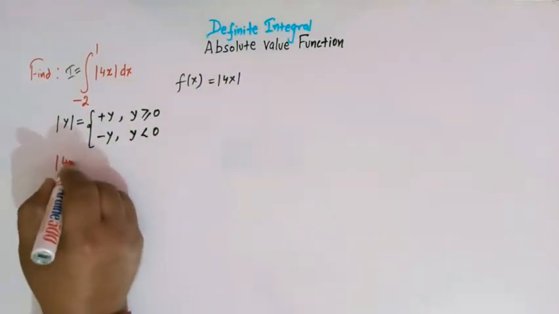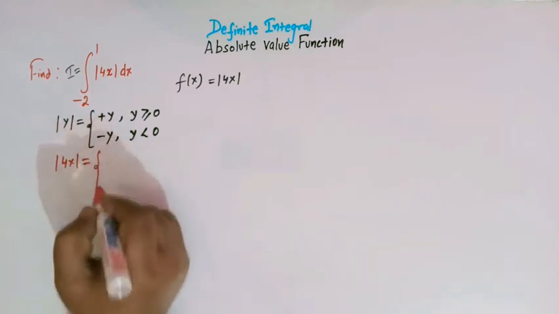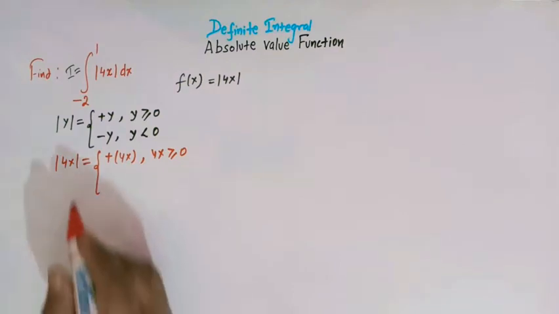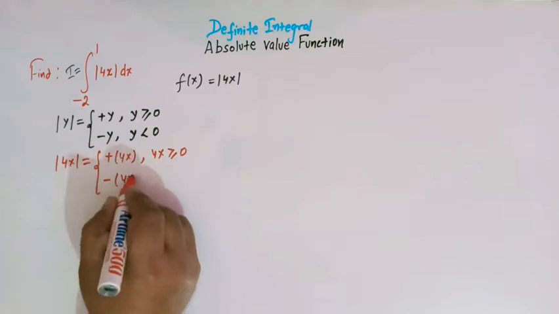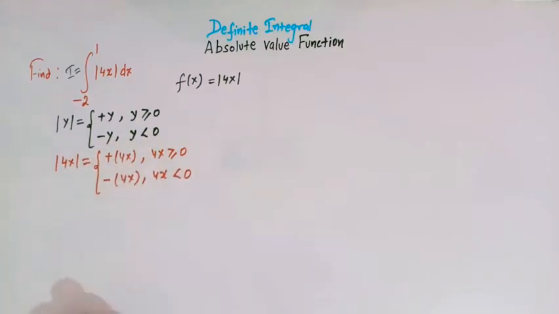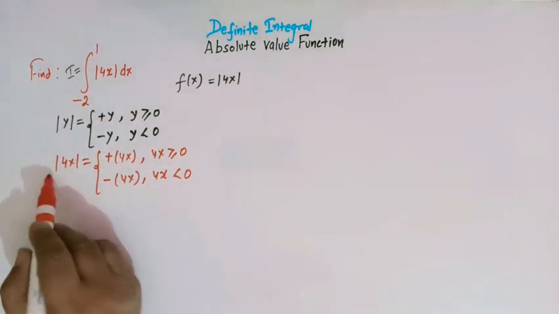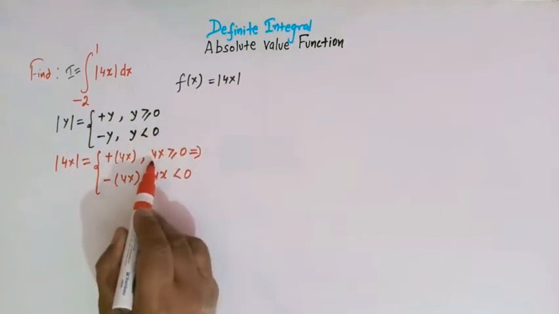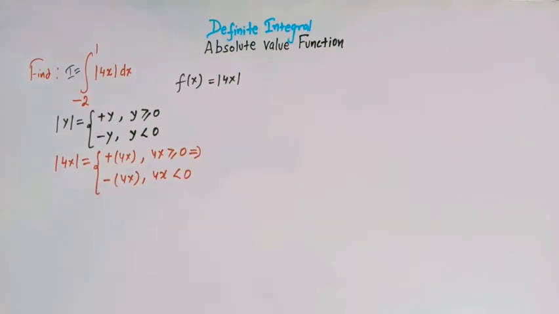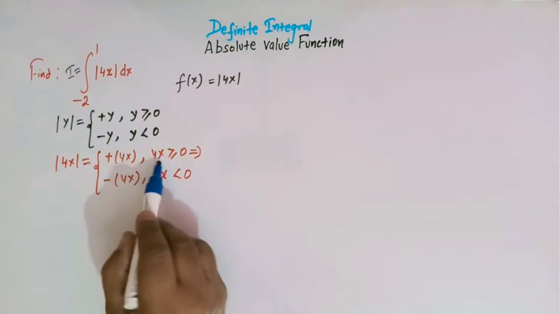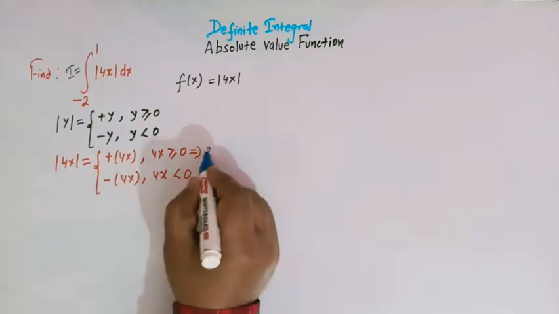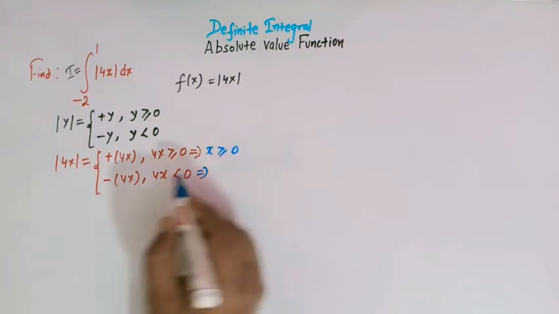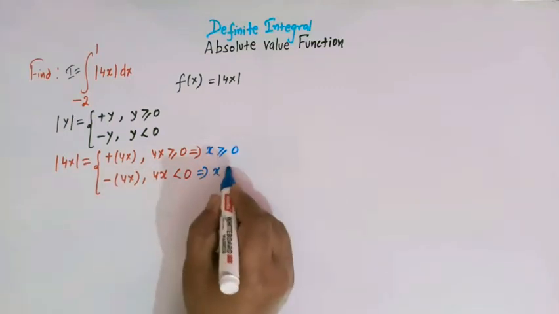So now mod of 4x can be written as positive 4x whenever 4x is greater than or equal to 0, and mod of 4x is equal to negative 4x whenever 4x is less than 0. Now here we have this inequality 4x is greater than or equal to 0, so if we solve this inequality, dividing both sides by 4, we have x greater than or equal to 0. And here also we have the inequality 4x is less than 0, so dividing both sides by 4, we have x less than 0.